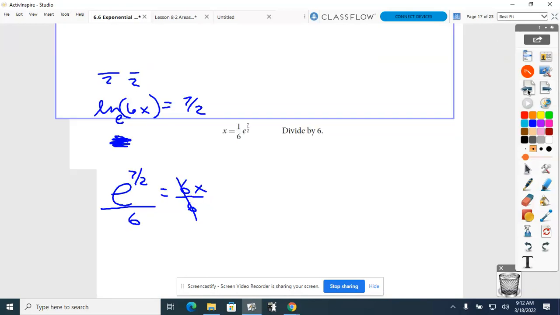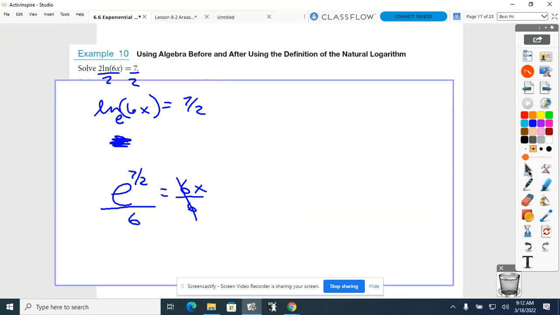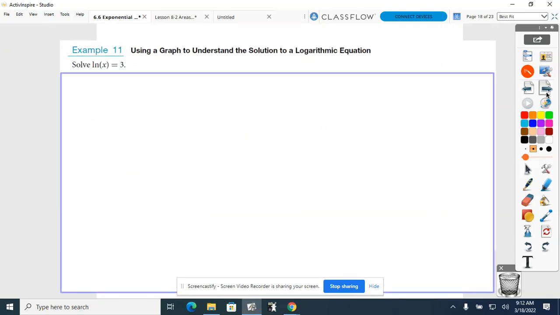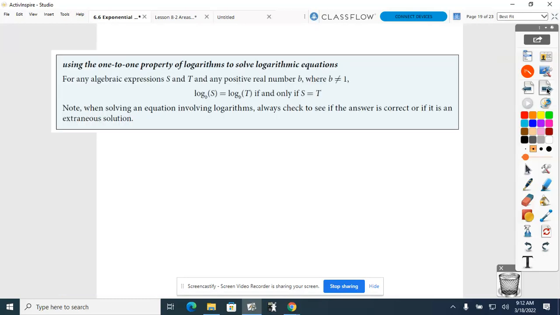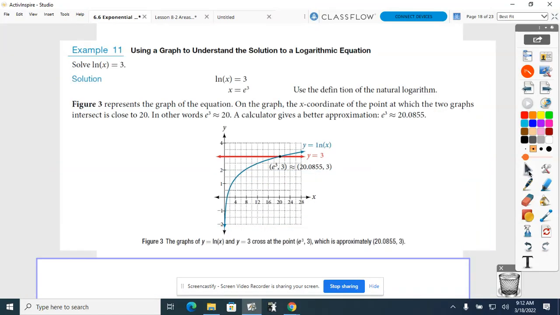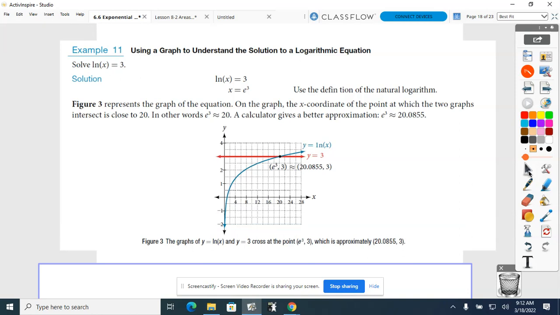Too fast? Are we good? Okay, what's the difference here? Oh, yeah, we don't need to do that. If you wanted to, you could graph them. ln of 3 looks like this, or ln of x looks like this. There's 3. Where do they cross? So they cross at e to the 3.